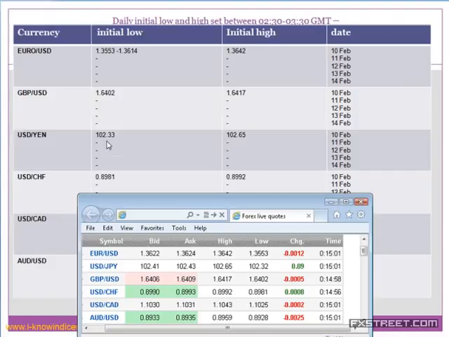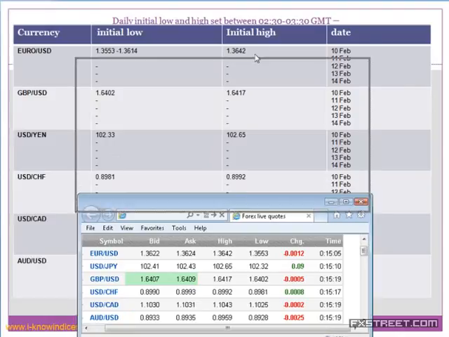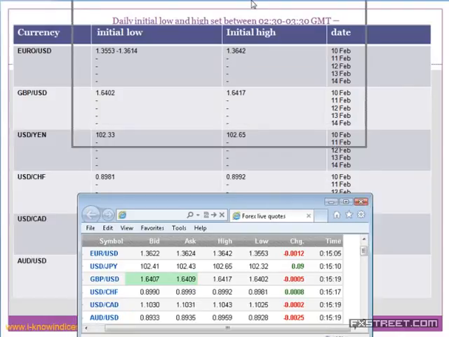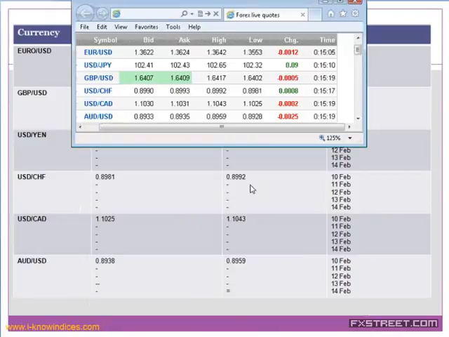Then in the case of USD Yen, they just made a brief downward stop into 102.32 from 102.33 and started gaining the levels. So they are likely to go above the 102.65. Then USD CHF, 89.81, 89.92 was the highest breached. And in the case of Canadian dollar, also the low and the high are not breached.